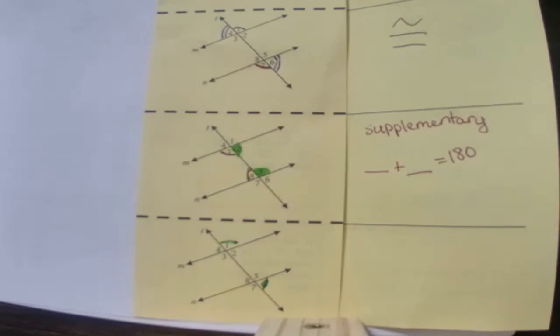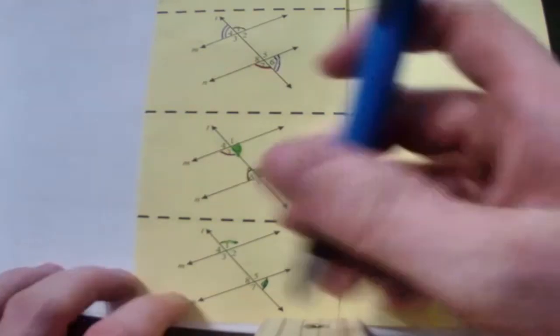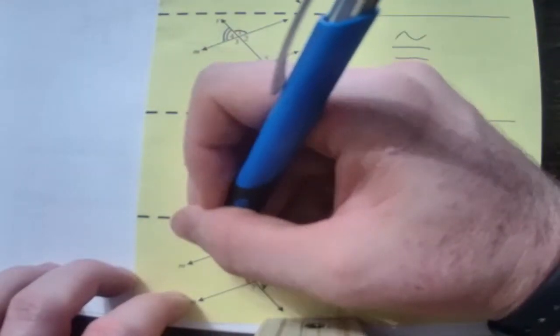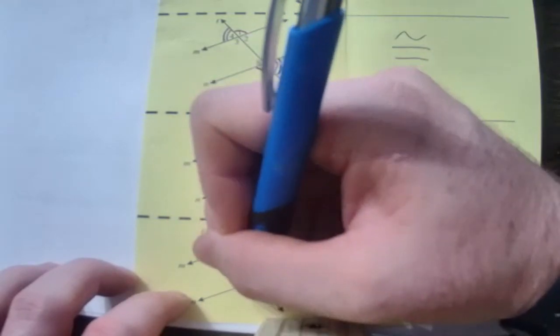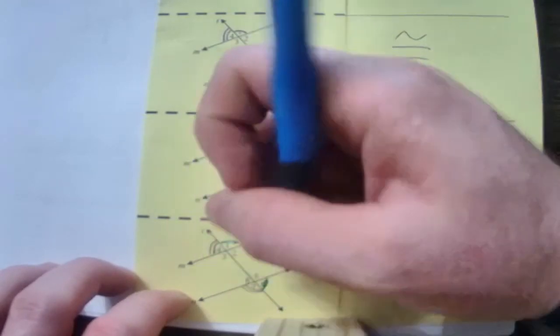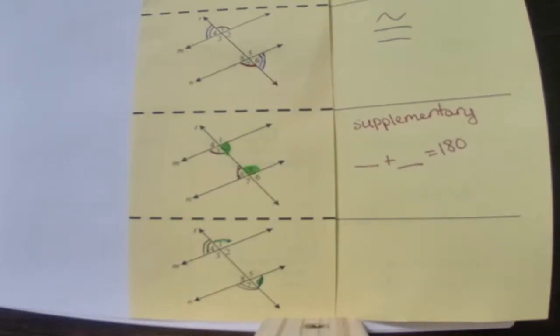Now the other one that we would want to look at that we could potentially have for this is 4 and 7. So those also would be consecutive exterior angles. So that's the end of this video.